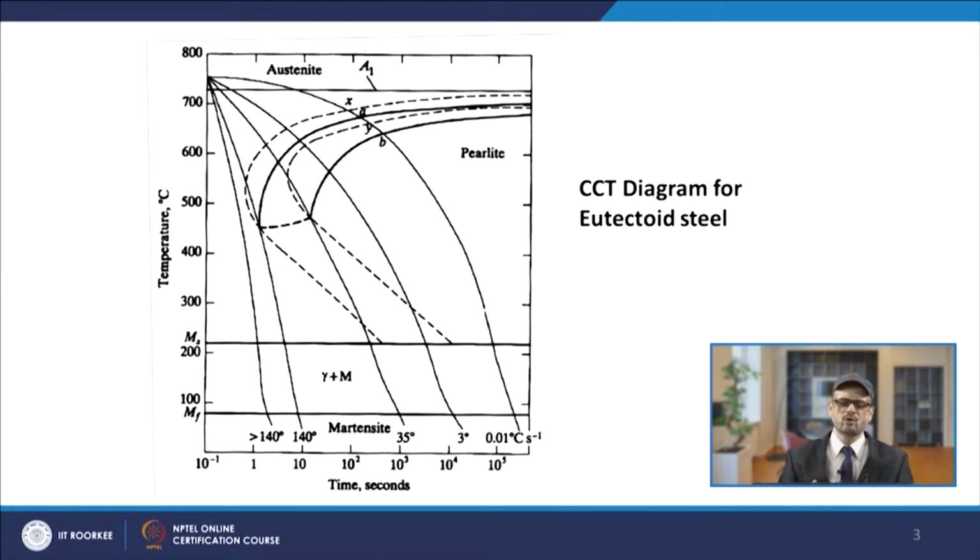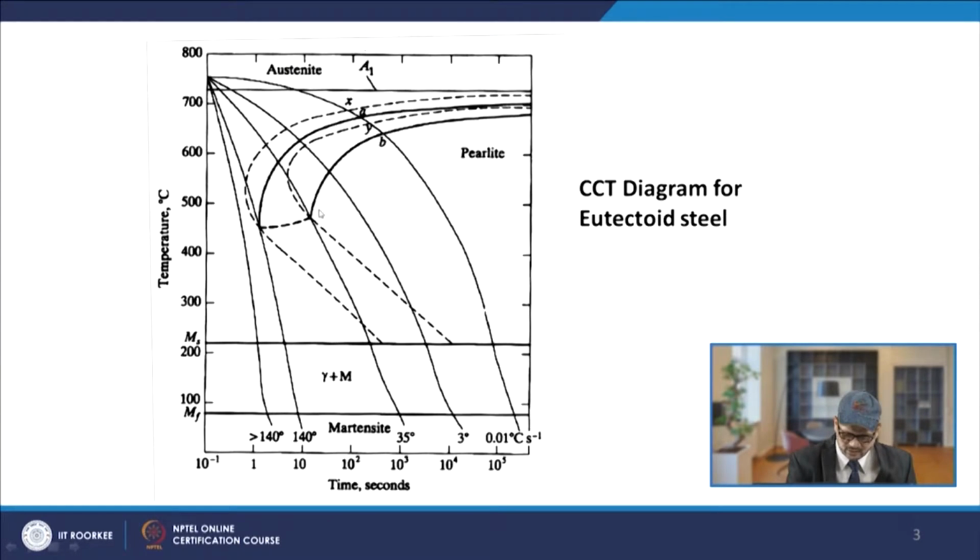Now, if you go for a further increase in the cooling rate, say 35 degrees C per second, this is the line which corresponds to 35 degrees centigrade per second of cooling rate. It will be crossing this pearlitic start, and it is basically crossing this pearlitic finish line. This is your pearlitic finish and this is your pearlitic start. The upper bold line is the pearlitic start line and this lower bold line is the pearlitic finish line. So, 35 degrees C per second is crossing that pearlitic finish line near the nose. It is just crossing here and it will give you very fine pearlitic structure.